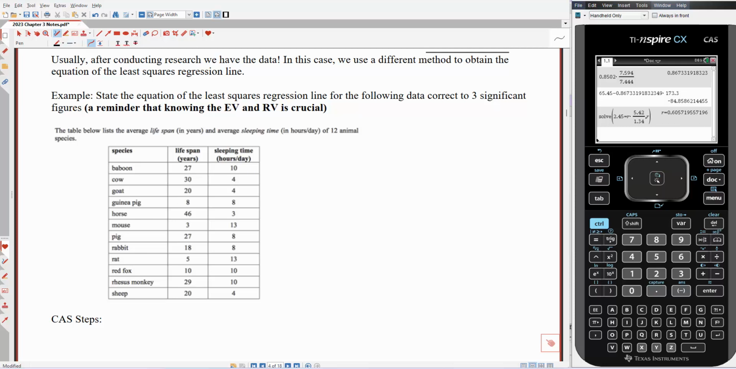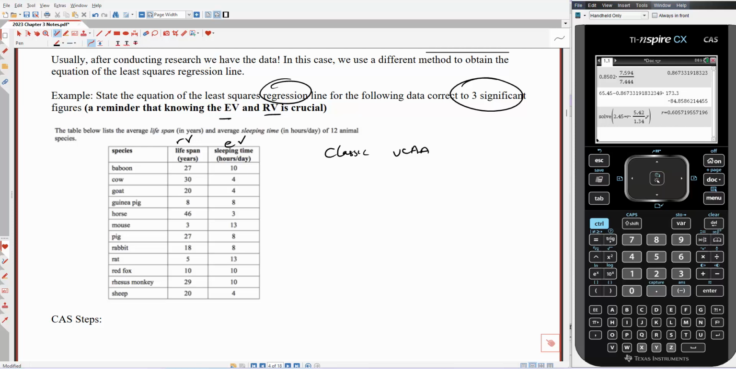Okay, so remember what we're going to do is state the equation, and knowing what the EV is and the RV is really, really important. So we want these regression lines to three significant figures, where we've got sleeping time and lifespan. Sleeping time is going to be the EV, and we're checking the impact it has on lifespan. So we've got EV and RV, and again, this is classic VCAA. What they will often do is put the RV first and the EV second, and just get you to check whether you know which one's which, okay?